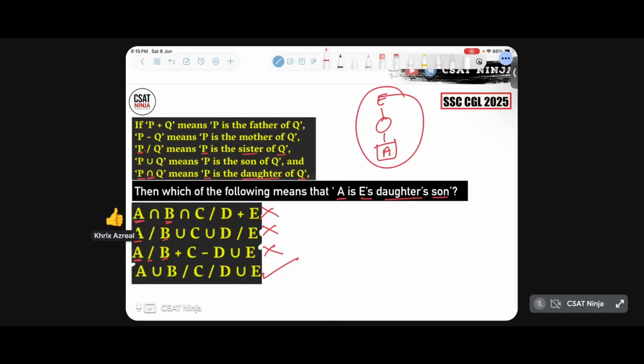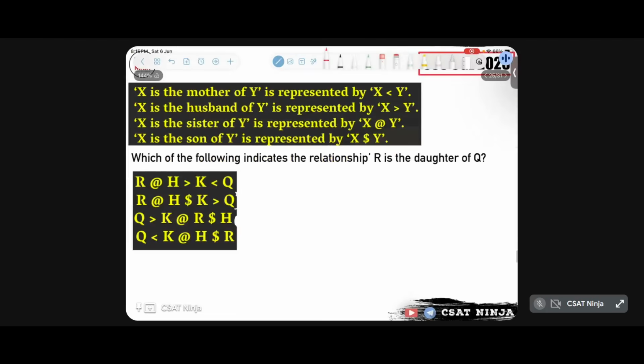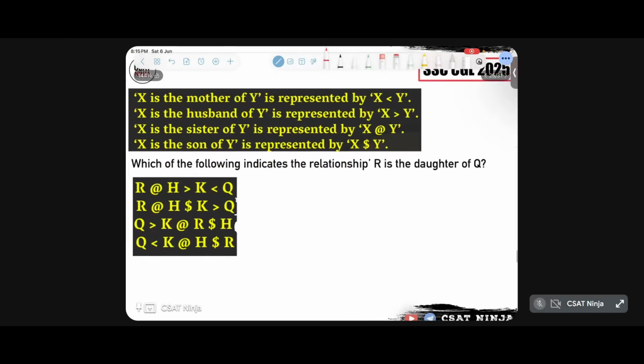So first step, plot what is asked. And after that, apply option elimination. 80% of the questions will be solved using this. Let's try one more question. Another question, same thing, a similar question here.